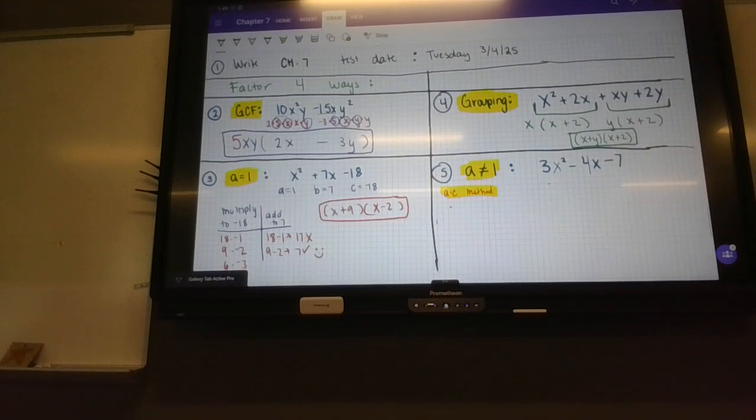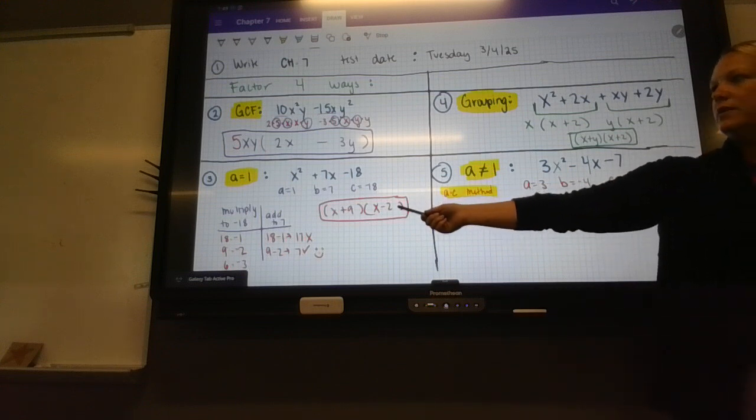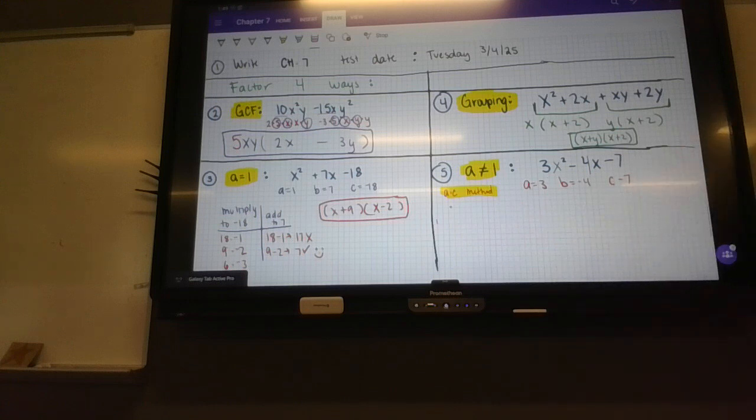And the last one we have to do is the worst one. This one takes way longer, takes more room on the paper, it's harder to remember. A is 3, B is -4, C is -7. This method is a combo of the method in number 3 and number 4. We have to combine both of those. It's called the A times C method. So I do 3 times -7 is -21. I need numbers that will multiply to -21 and add to -4.